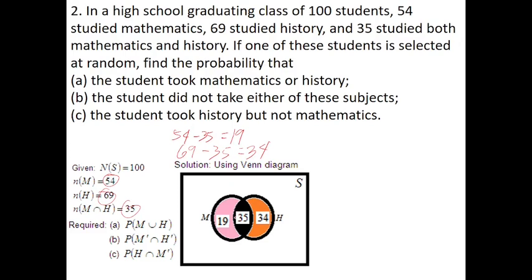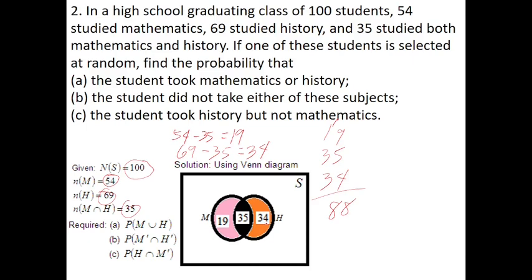Ngayon, at lahat natin nga kung ilan lahat. 19, 35, 34. Ano yung total? So, 19, 35, 34, 88. Saan yung 12? Di ba? 100 yung mga estudyante, 88 students lang yung nag-aaral, right? Ibig sabihin, merong 12 na hindi nag-aaral ng math at history or kahit anong subject.